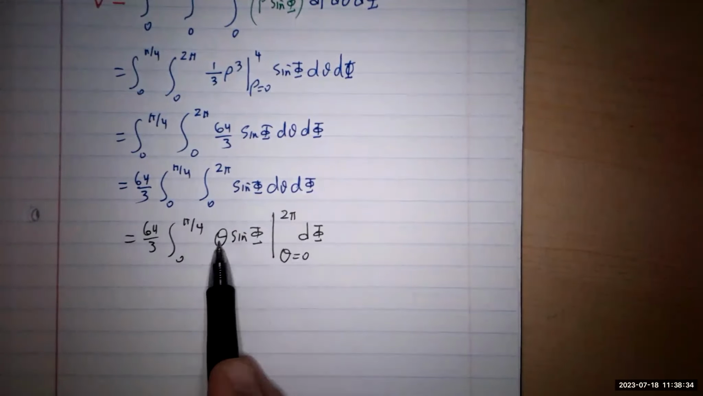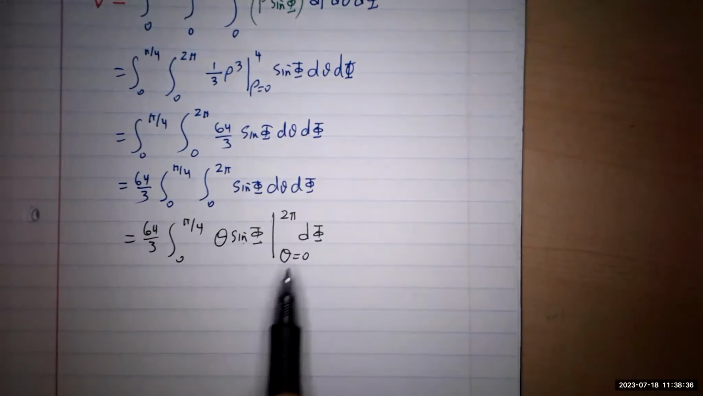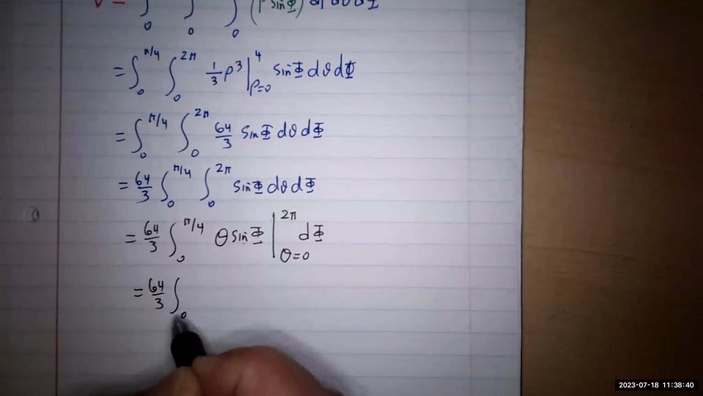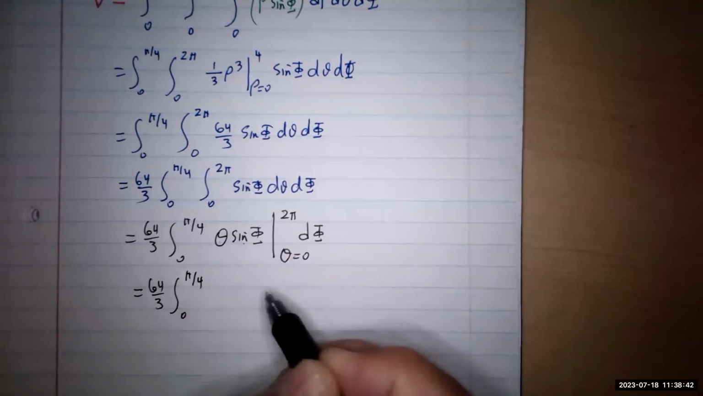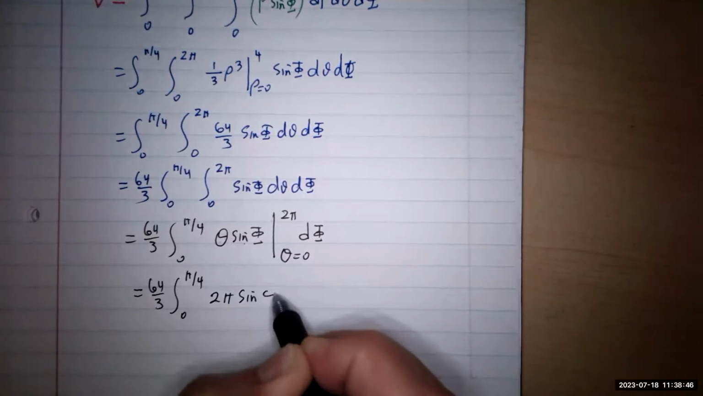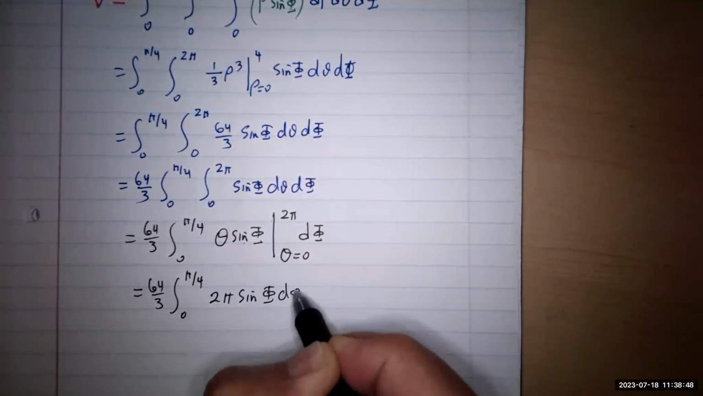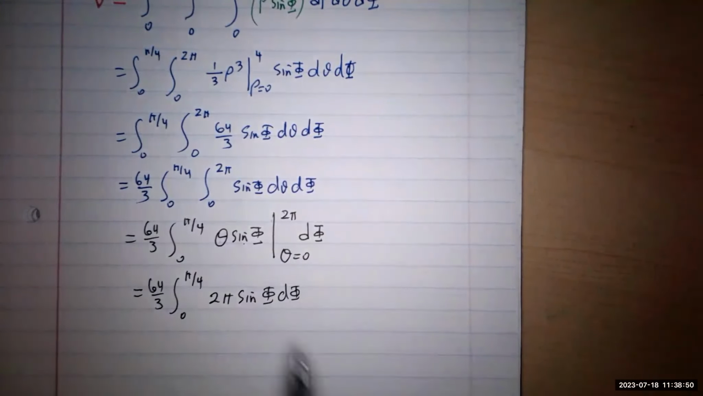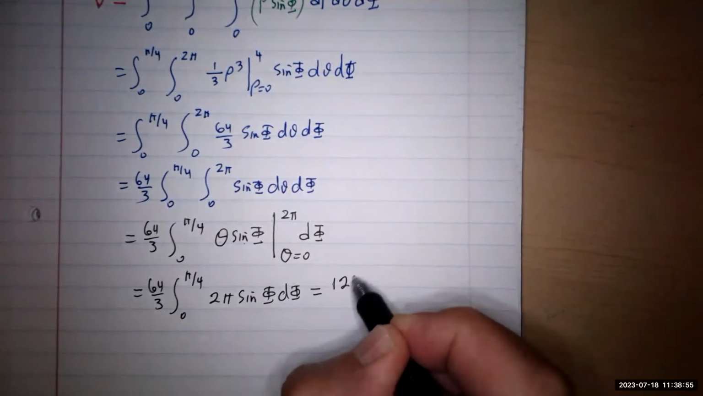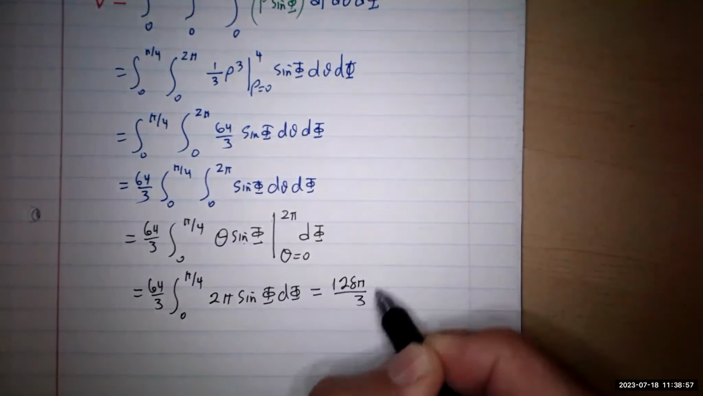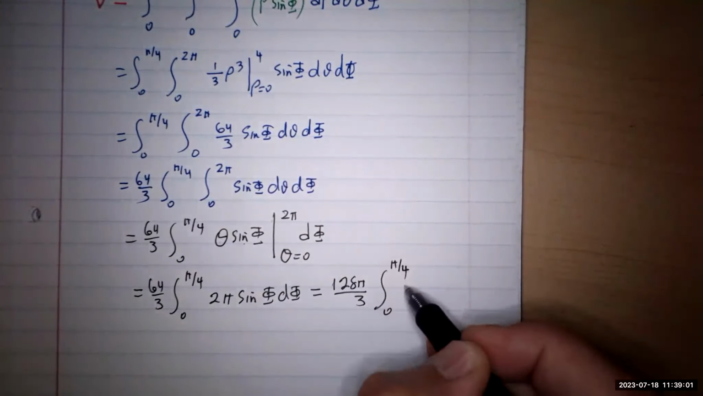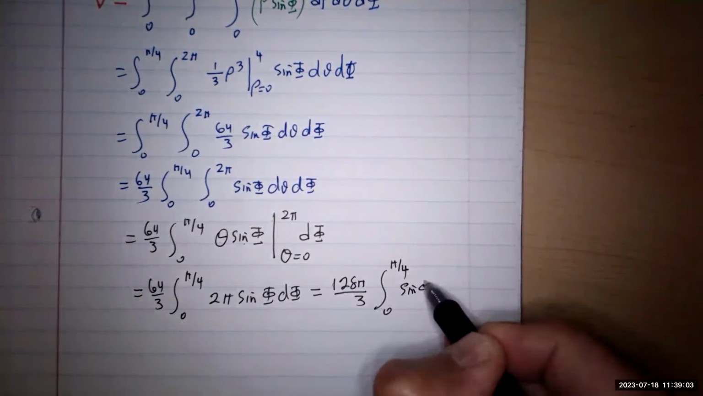So 2 pi is the only one, theta from 0. So that gives us 64 over 3, 0 to pi over 4, then the 2 pi, sine of phi, d phi. 2 pi is a number, you can pull it out. So that gives 128 pi over 3, integral from 0 to pi over 4 of sine of phi, d phi.